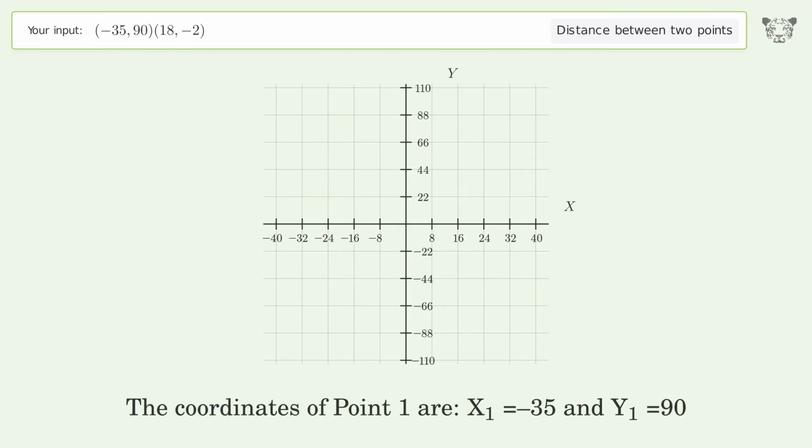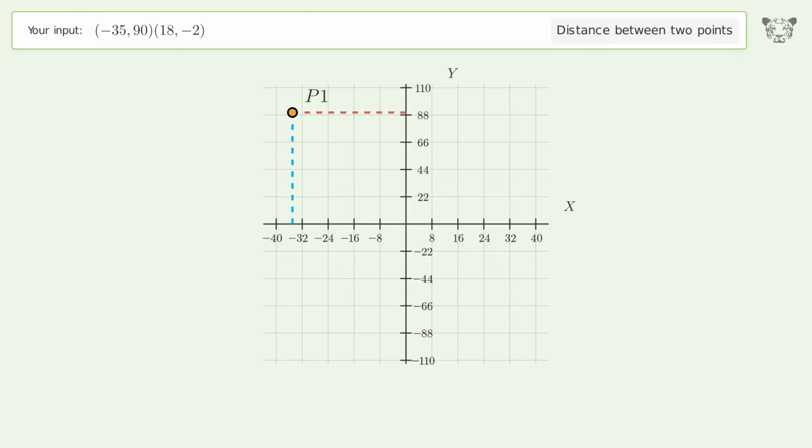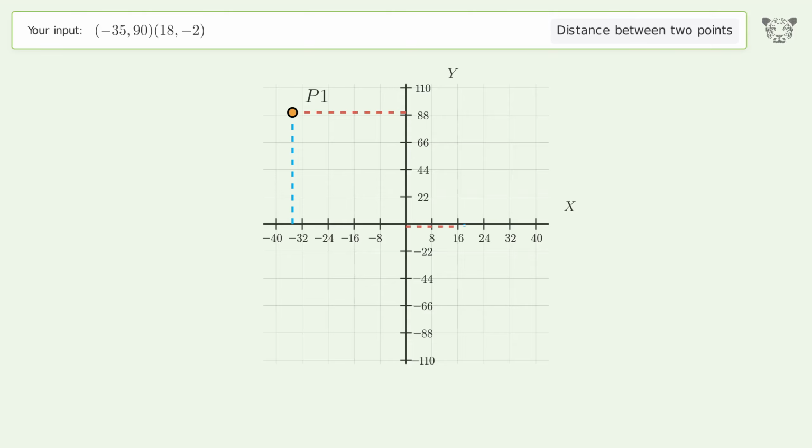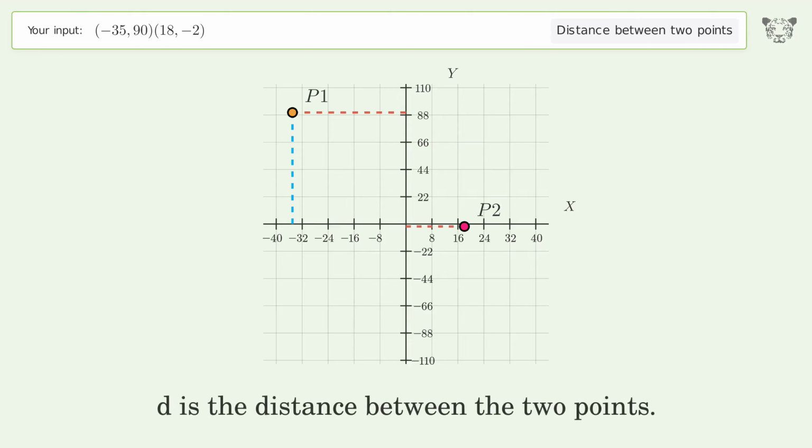The coordinates of point 1 are x1 equals -35 and y1 equals 90. The coordinates of point 2 are x2 equals 18 and y2 equals -2. D is the distance between the 2 points.